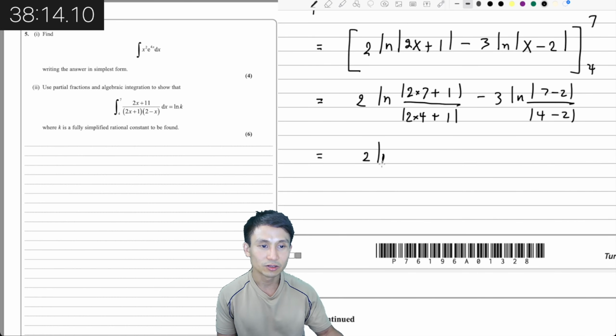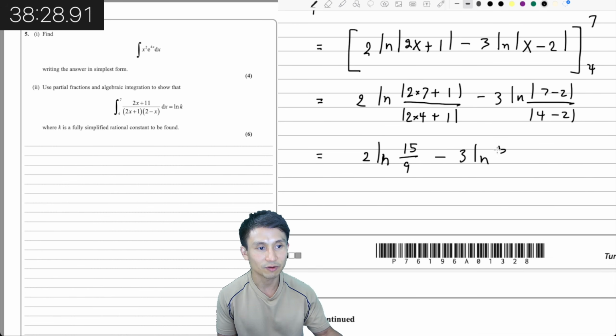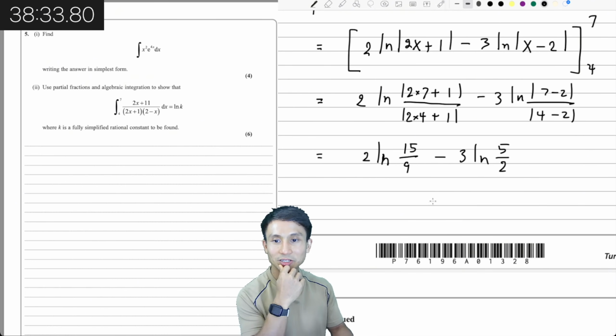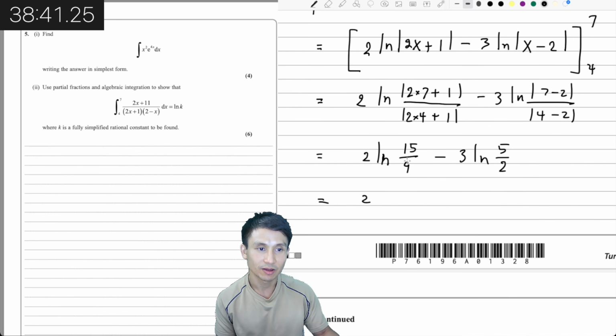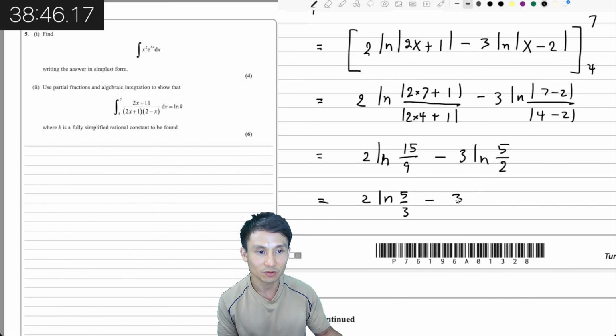So you get 2 ln, so this is what? 14 plus 1 is 15. 15 up there. And this is 8, yeah? Plus 1 is 9, so 15 over 9. Minus 3 ln, this is 5 up there, and 2 down here. Now we need to simplify to a rational constant, right? Let's see. So, well, I can cancel that. So this is 2 ln 5 over 3. So that's ln 5 over 3 minus 3 ln, that's 5 over 2.